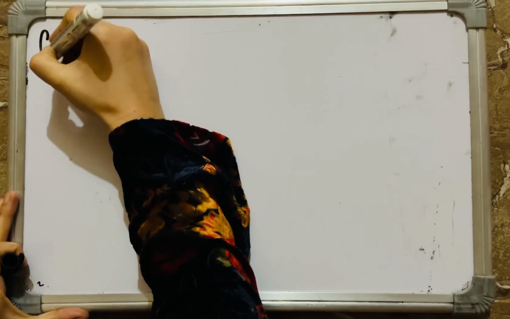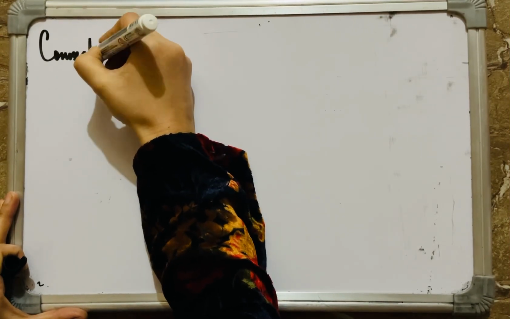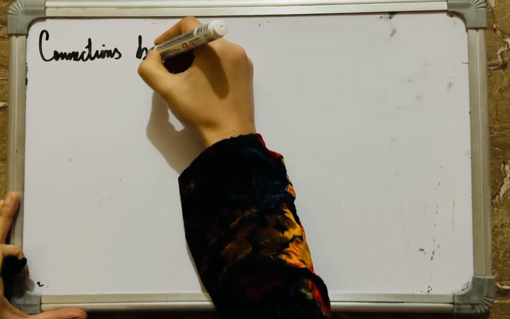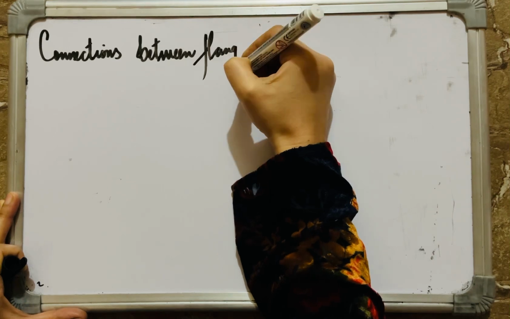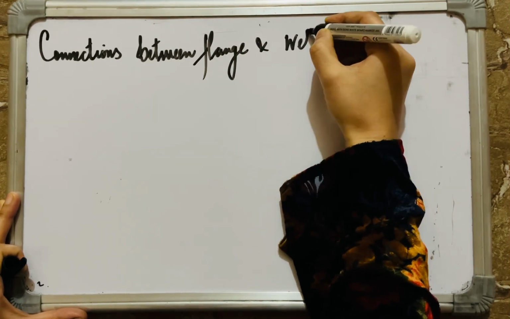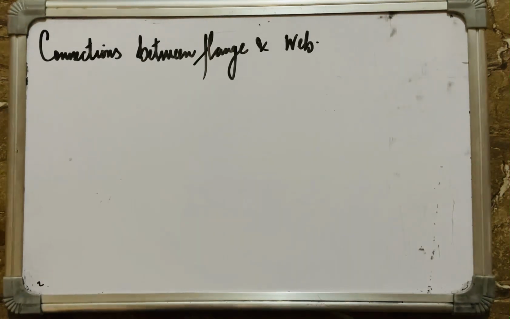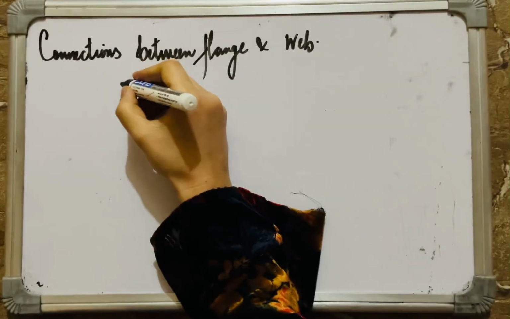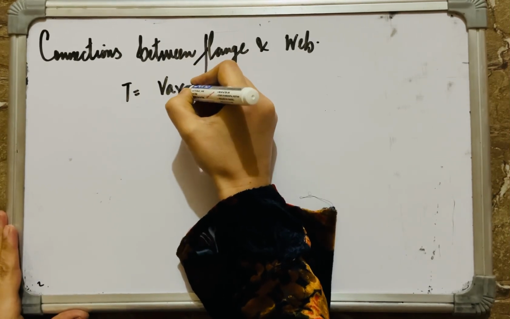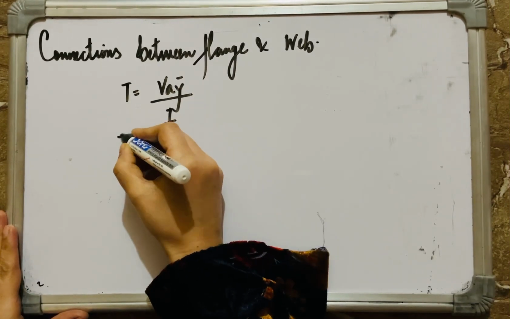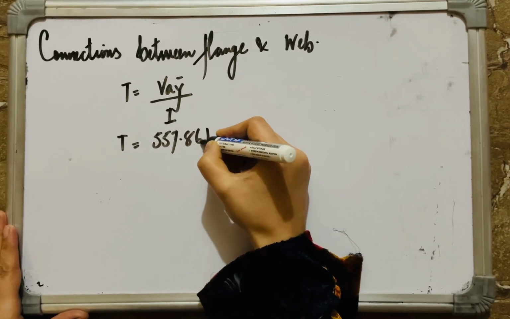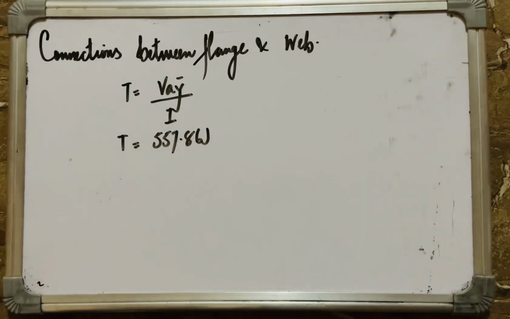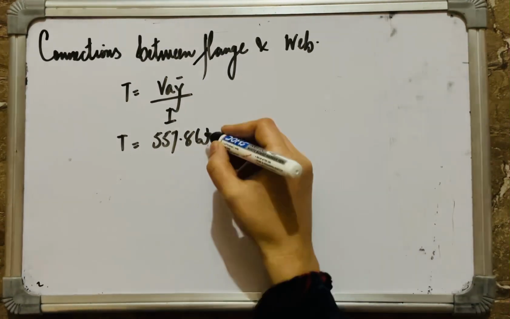We are designing the connections between flange and web, and we have calculated the shear force, the maximum shear force at the junction of the web and flange, given by tau equal to VA y bar divided by I, and we have calculated it to be equal to 557.86 Newton per mm square. All right, we have calculated it.